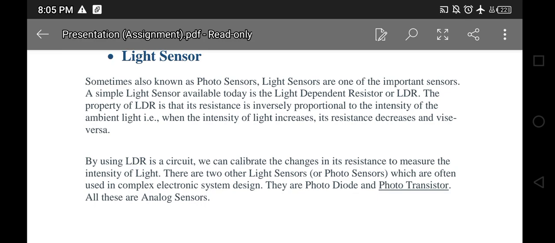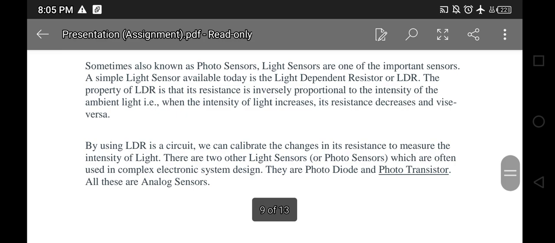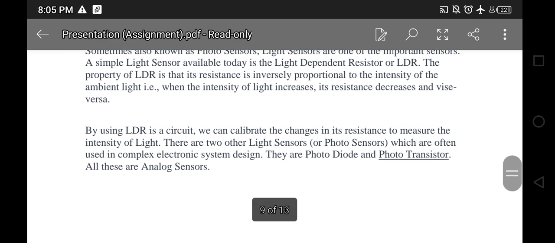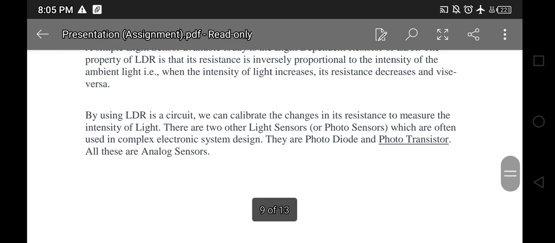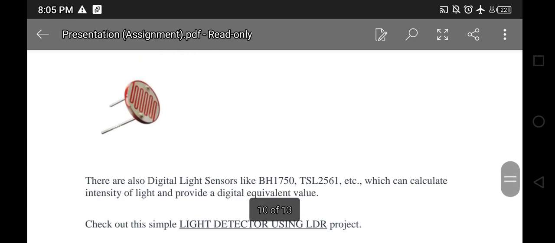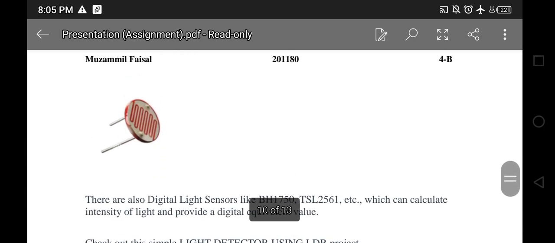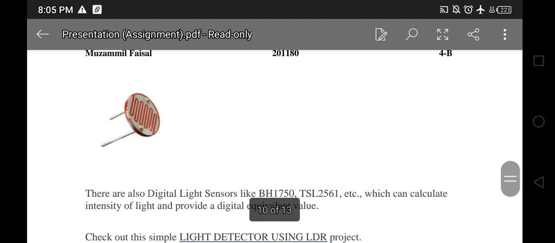decreases. By using the LDR in a circuit, we can calibrate the changes in its resistance to measure the intensity of light. There are two other light sensors or photosensors which are often used in complex electronic system design. They are the photodiode and phototransistor respectively. All these are analog sensors. The figure is given here of what a light sensor is.